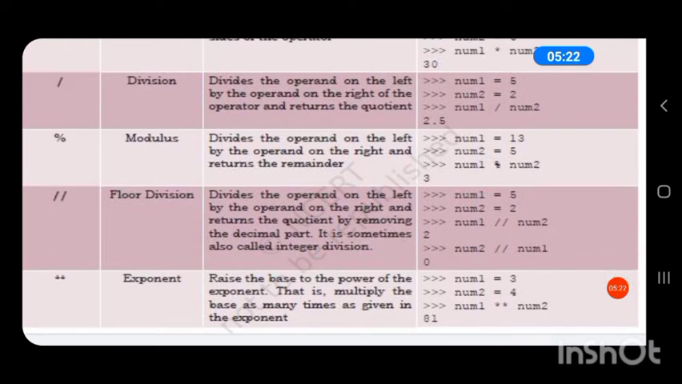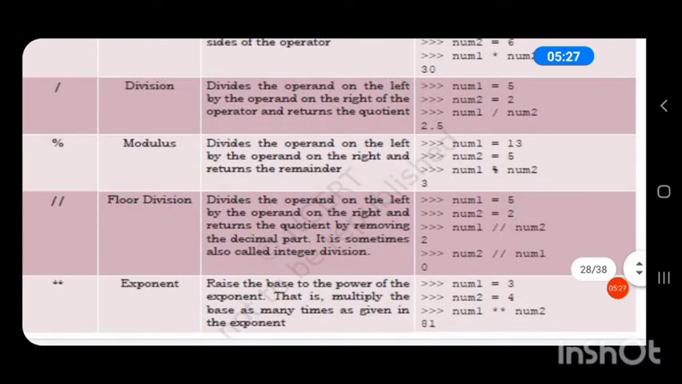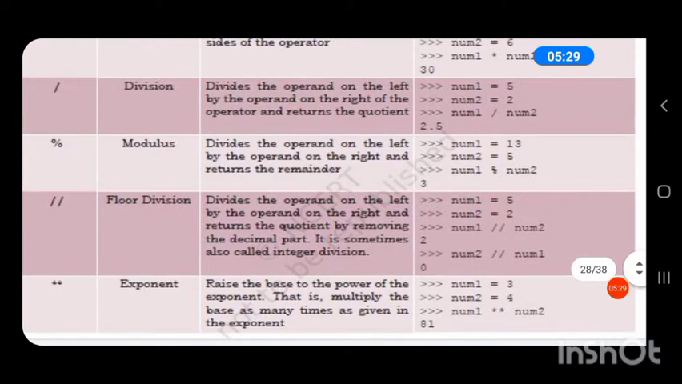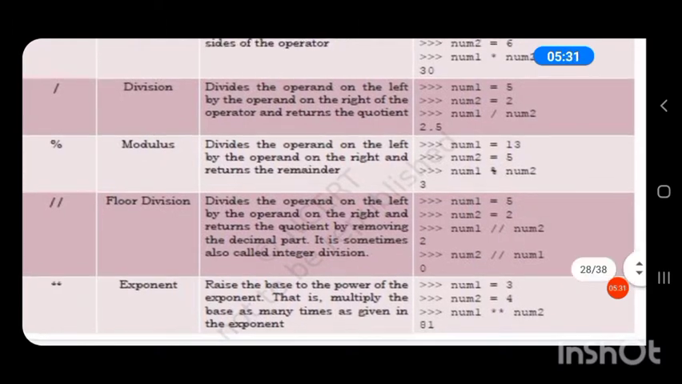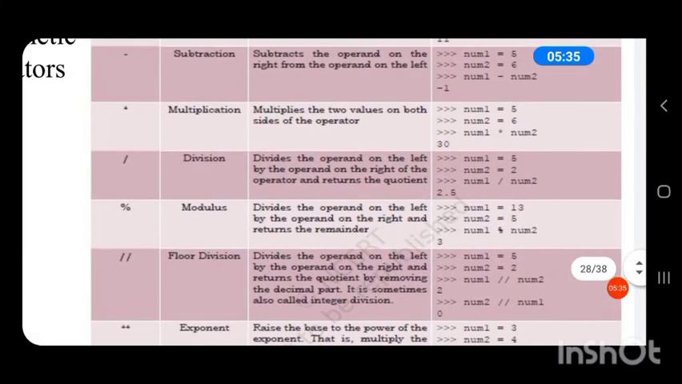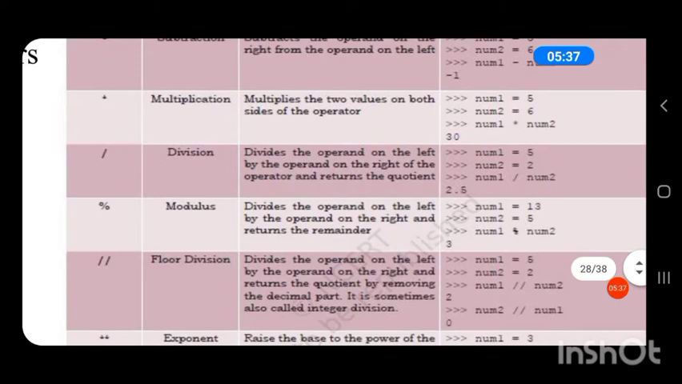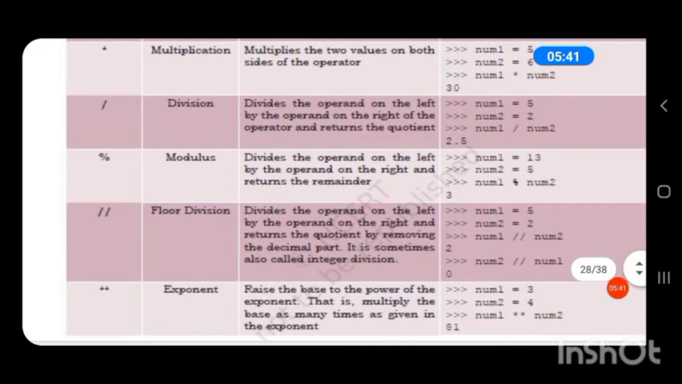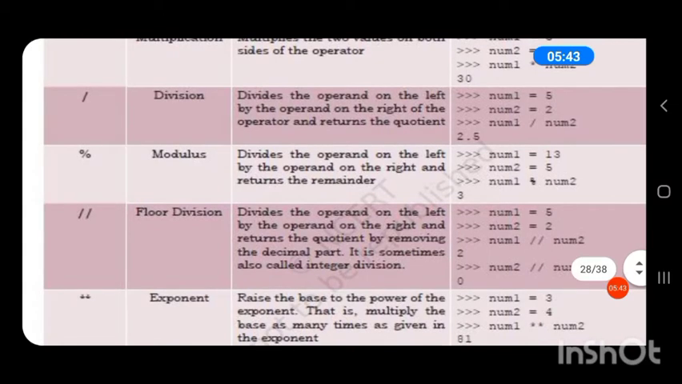You can see when 13 is divided by 5, the quotient is 2 and there is a remainder 3. That remainder is returned. In the case of the division operator, it divides and a decimal value is generated. But in the case of modulus, only an integer value is generated.